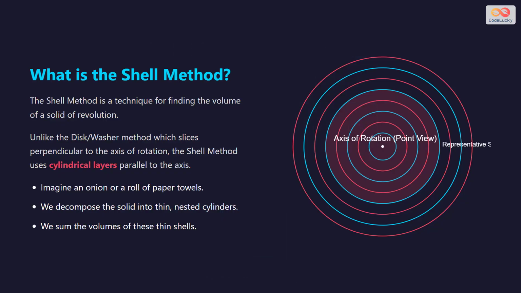So, what exactly is the shell method? Unlike the disk or washer methods, which slice the solid perpendicular to the rotation axis like slicing a loaf of bread, the shell method builds the solid from thin, concentric cylindrical layers. Imagine the layers of an onion or a roll of paper towels. We calculate the volume of each thin layer or shell and add them all up.